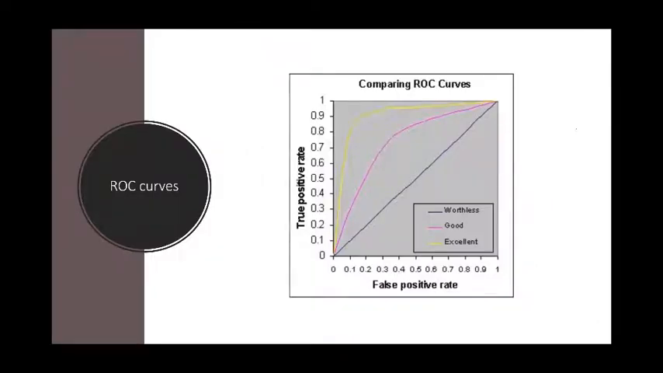Now finally, we come to receiver operating characteristics. This curve is used to determine which test is good and which test is bad. Basically, the true positive rate is just sensitivity, and the false positive rate is just 1 minus specificity.